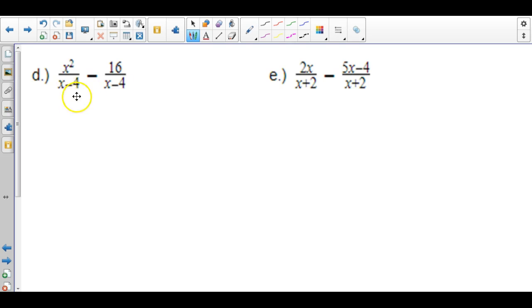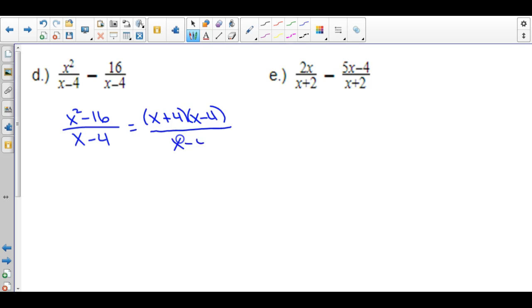Alright, some subtraction ones, same type of problem here. Common denominator is x minus 4. My numerator is x squared minus 16. That is factorable using the difference of squares. So it's going to factor into x plus 4 times x minus 4 all over my denominator, which is x minus 4. So again, I've got a common factor. That's going to cross off, and I'm left with x plus 4. So you can kind of catch on to the pattern. These problems are a lot easier if we already have a common denominator.